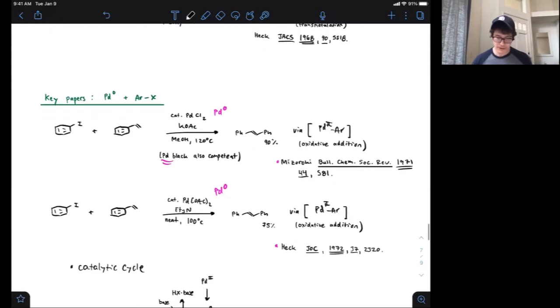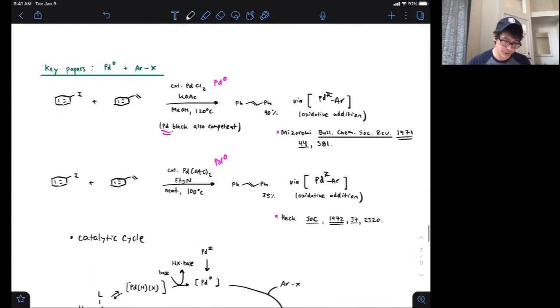And there's some tragedy here in that Mizoroki passed away at quite a young age, so never got to really enjoy the fruits of his labor or see how his discovery really pervaded the whole field of organometallic chemistry, unfortunately.